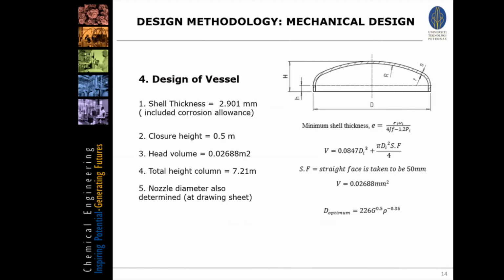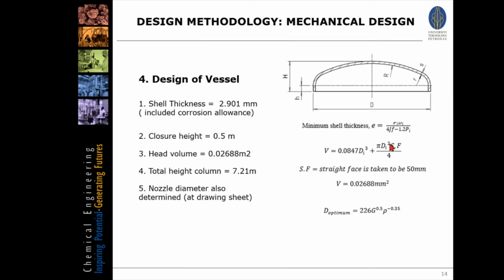So the main specifications I will focus on are the shell thickness, closure height, head volume, total height of the column, and the nozzle diameter, which will be displayed in the drawing sheet. For our vessel, a torispherical head or a dished end head is selected as the end closure because our vessel operates below 15 bar.